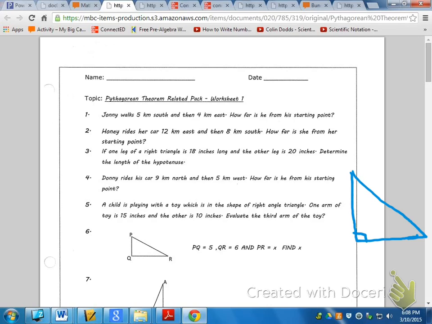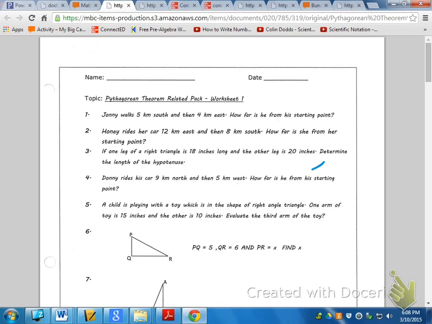It says one arm of the toy is 15 inches and the other arm is 10 inches. Evaluate the third arm of the toy. Well, this one doesn't really tell me which one's the longest side, so I don't think we can do that one now that I've started it. I wouldn't do this one. I remember now that we did take that one off, so I'm going to not do number 5, and you should not do number 5 on any of yours either.